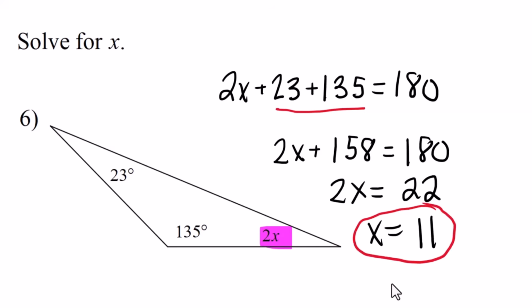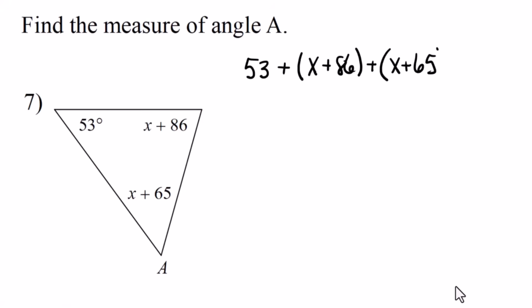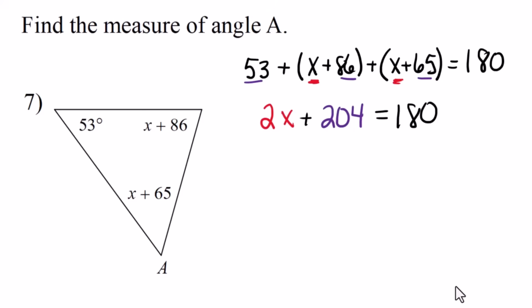We're done. Number 7, find the measure of angle A. Well, this is a little different. You're supposed to find the actual size of angle A, but we've got these x's going on in here. So we're going to do this one like we just did the last one. Let's write up an equation where we add all the angles together, set them equal to 180. We're going to combine like terms. I have 2 x's over there, so that's 2x. Put all the numbers together, that's 204. Add those, that equals 180.